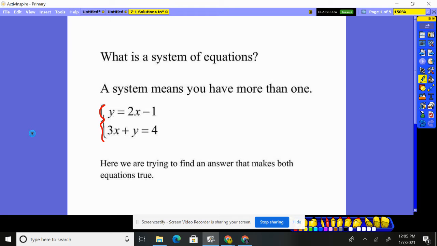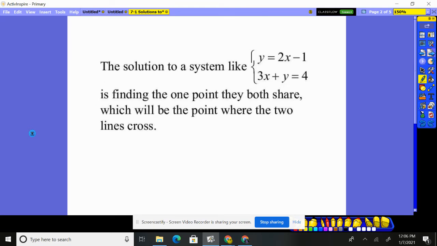So in this case, we're trying to find a solution where y is equal to 2x minus 1, which has an infinite number of solutions. But at the same time, we want that to be true and also make 3x plus y equal 4 true. That's what it is when you're doing a system. You're trying to do more than just one. You're finding the answer that makes them both true, not just one of them.